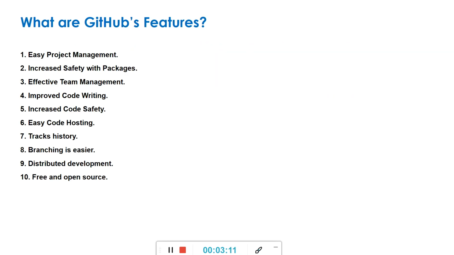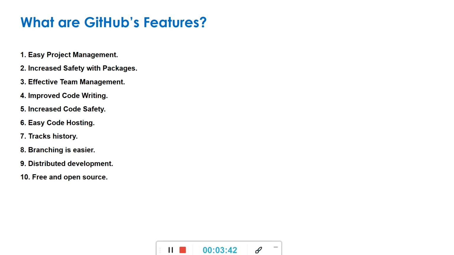So next I am going to show what the GitHub features are. Nowadays GitHub is very popular. So we can say that it offers easy project management, increased safety with packages, effective team management, improved code writing, increased code safety, easy code hosting, and history tracking.